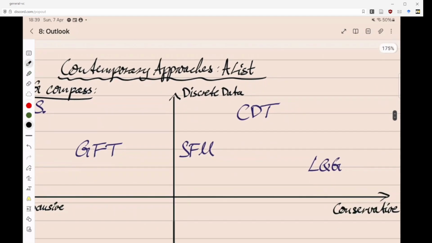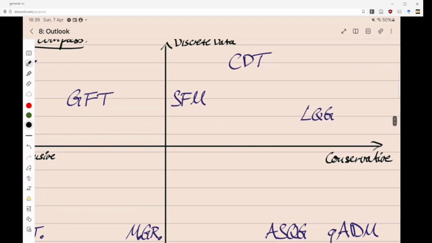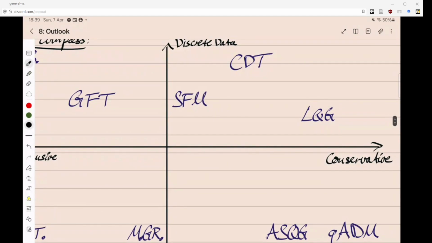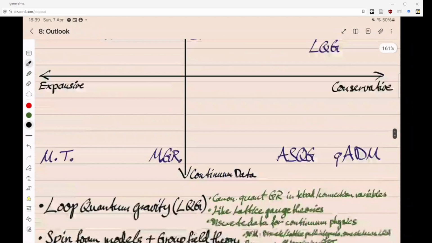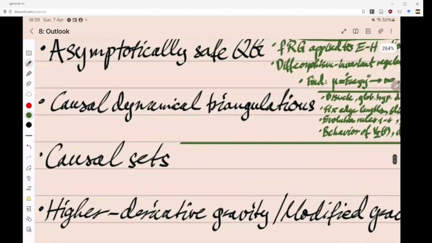I also placed it to be relatively conservative because it still has only globally hyperbolic topologies, but it does include stuff like dynamical space-time dimensions and so forth. Now, let's get to the second to last stuff.